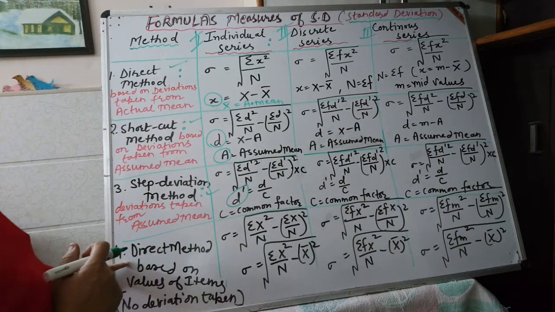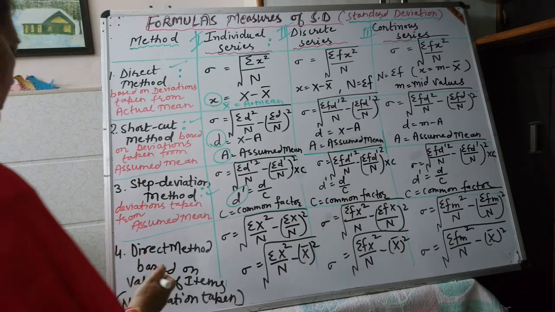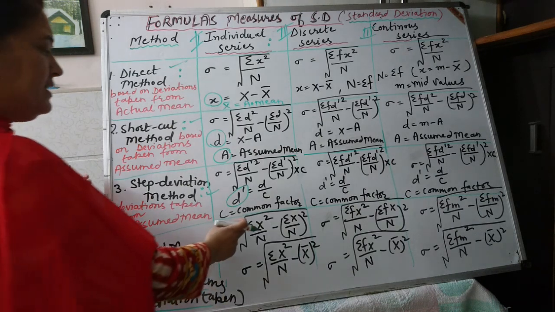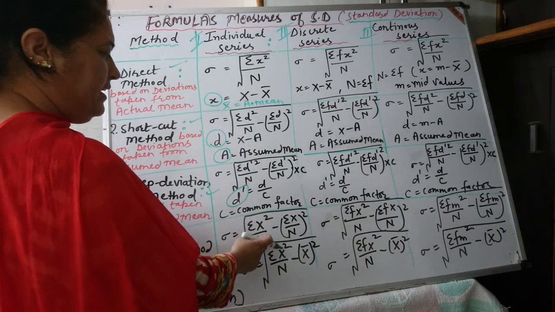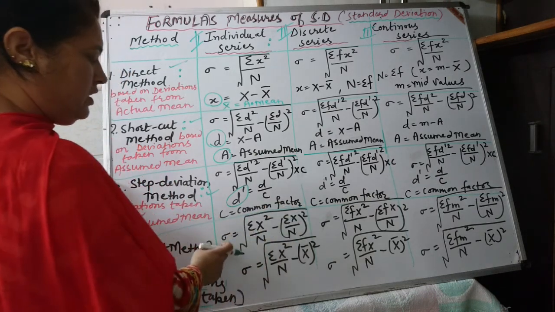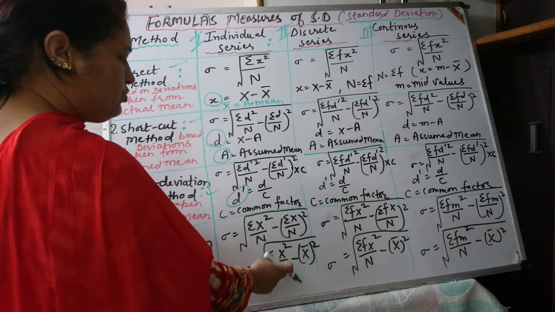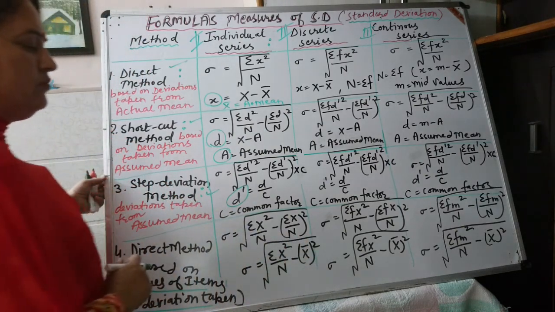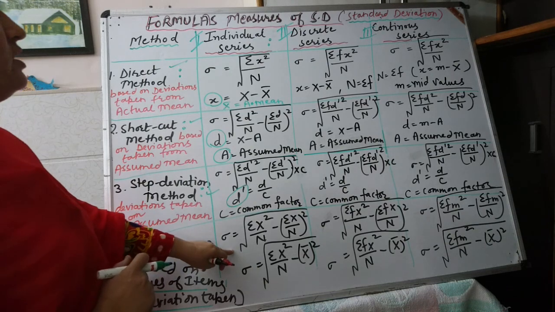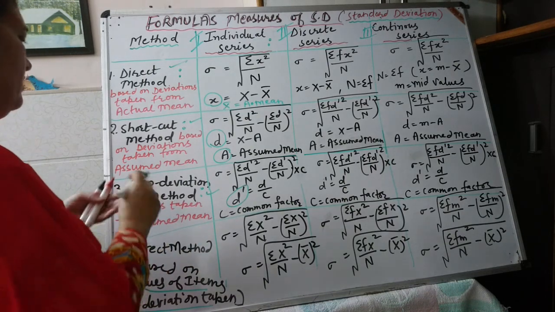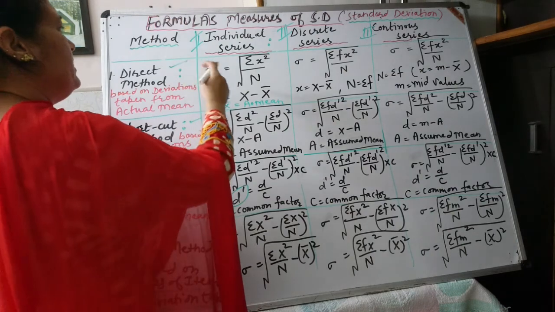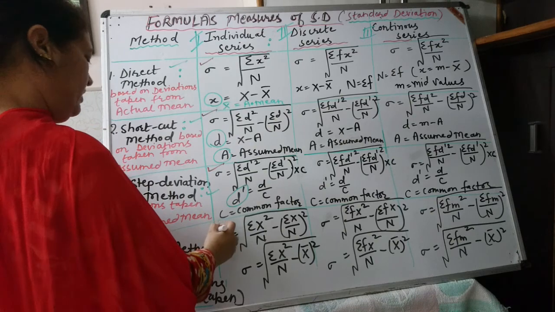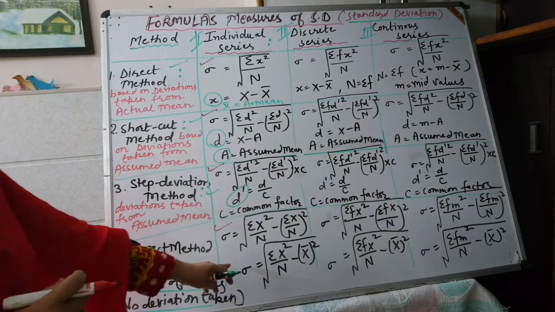And one more method is there, direct method based on the value of items. It means no deviations are taken. Standard deviation is the square root of sigma x square divided by n minus sigma x divided by n whole square, or the square root of sigma x square divided by n minus arithmetic mean whole square. We have used this method in our statement sum also. So here are 3 methods for individual series: direct method, shortcut method, step deviation method, and the no deviation taken method.